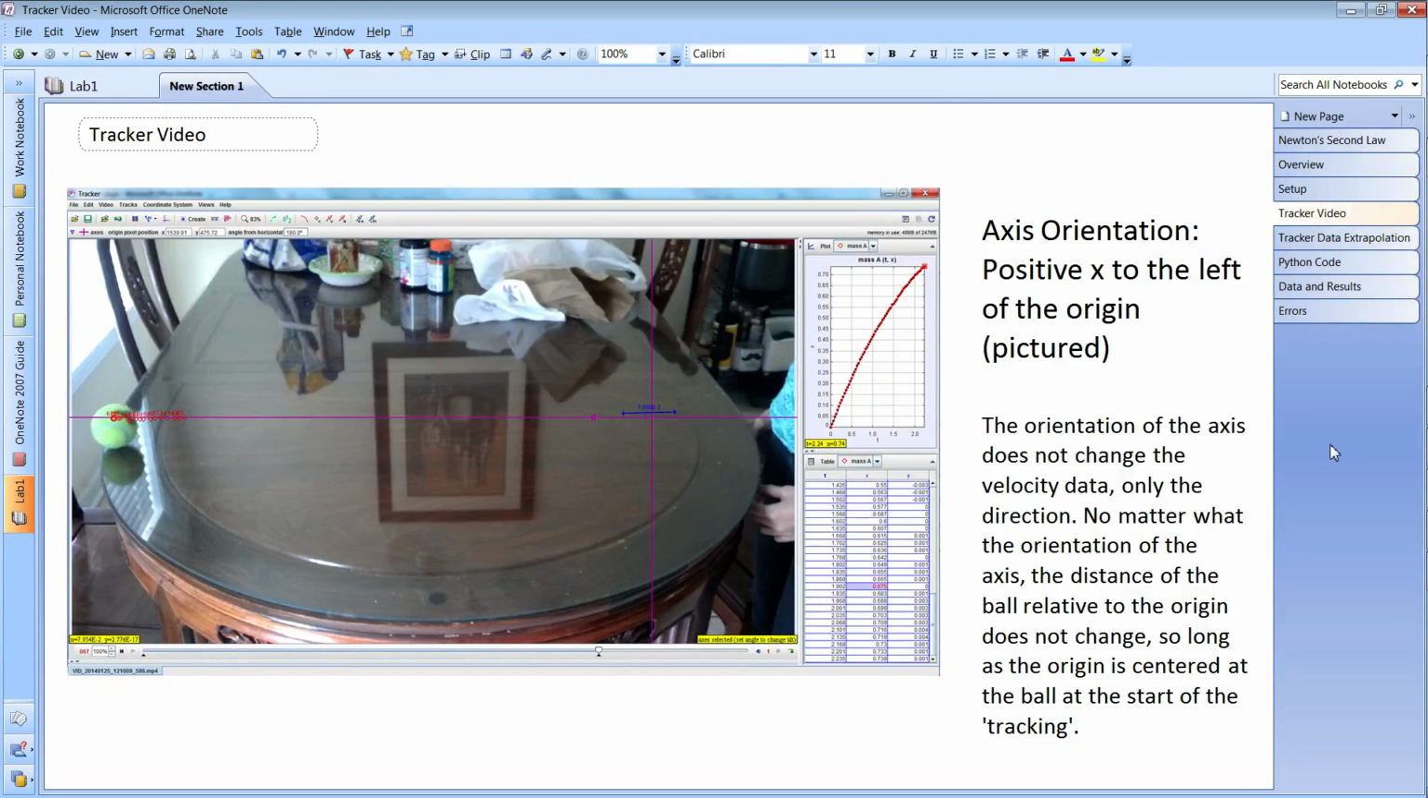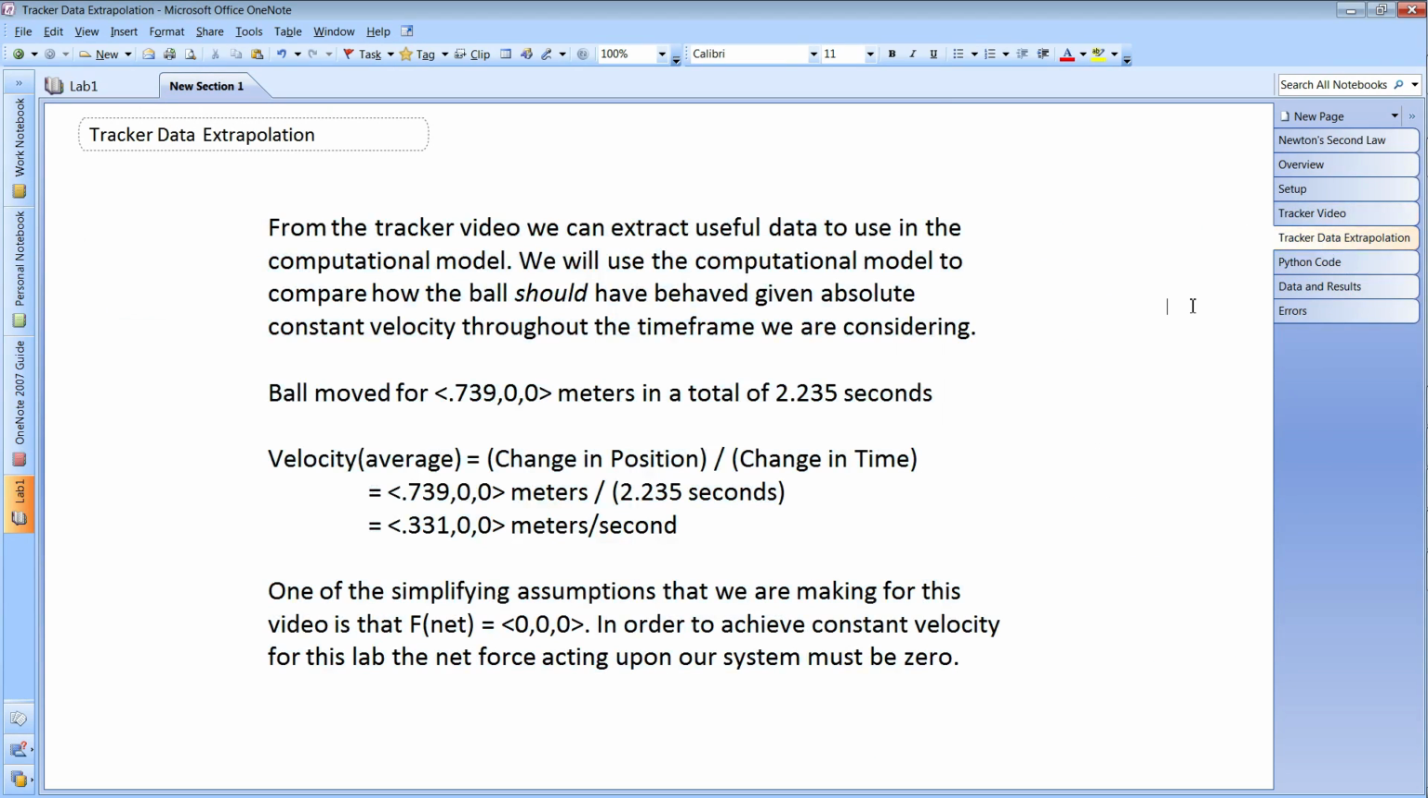Now, after we load the video into Tracker, we can use Tracker to extrapolate data that is useful for us. From the Tracker video, we can extract data such as average velocity. We will use the computational model to compare how the ball should have behaved given absolute constant velocity throughout the time frame we're considering. In this scenario, our ball moved for 0.73 meters in a total of 2.35 seconds.